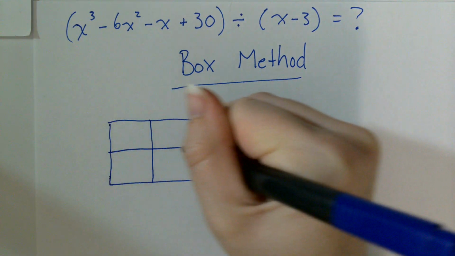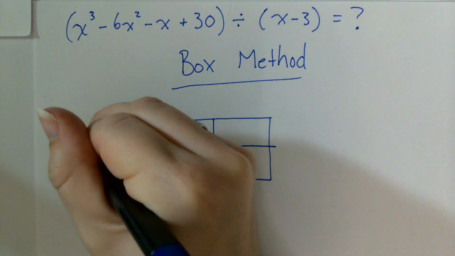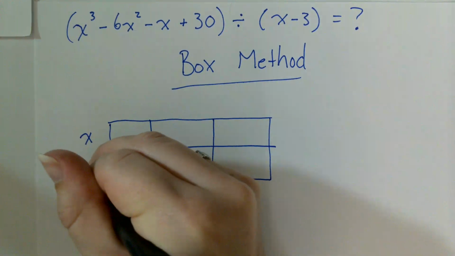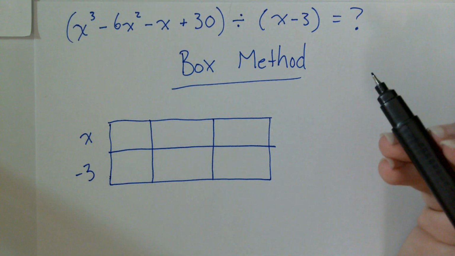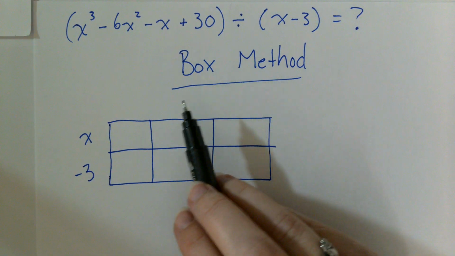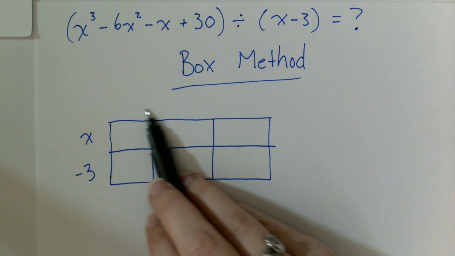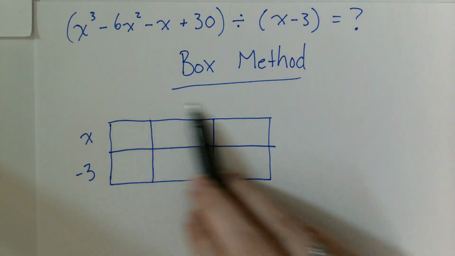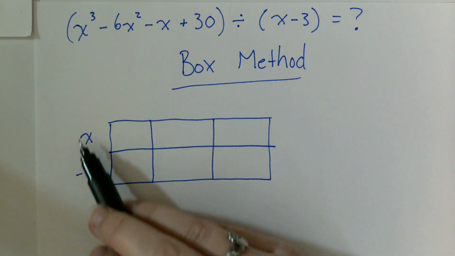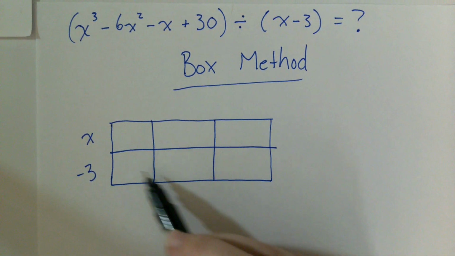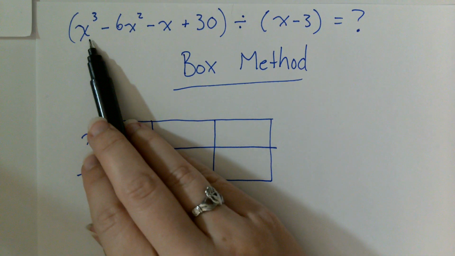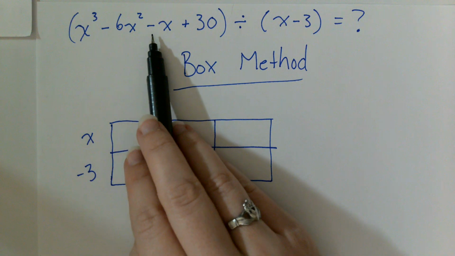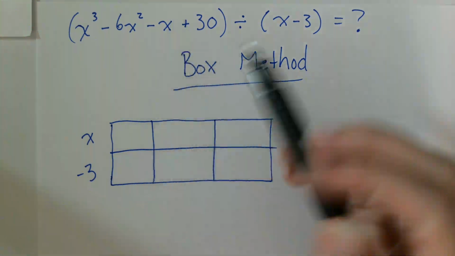I'm going to put x minus 3 over here. And I need to figure out what's going to go up here. So basically, I'm trying to figure out what needs to go up here to multiply with x minus 3 so that in here, in the boxes, I get x cubed minus 6x squared minus x plus 30.